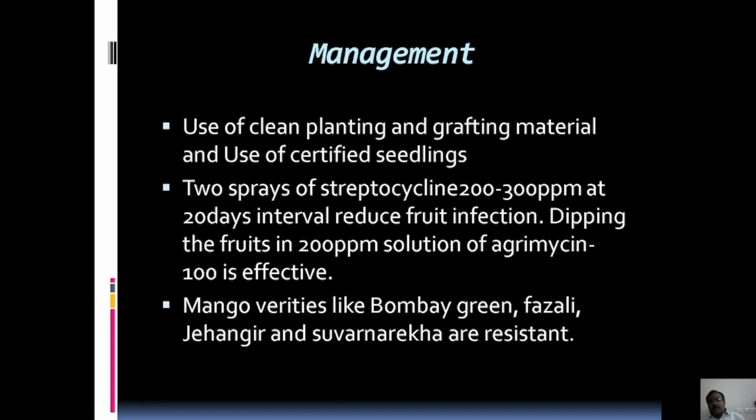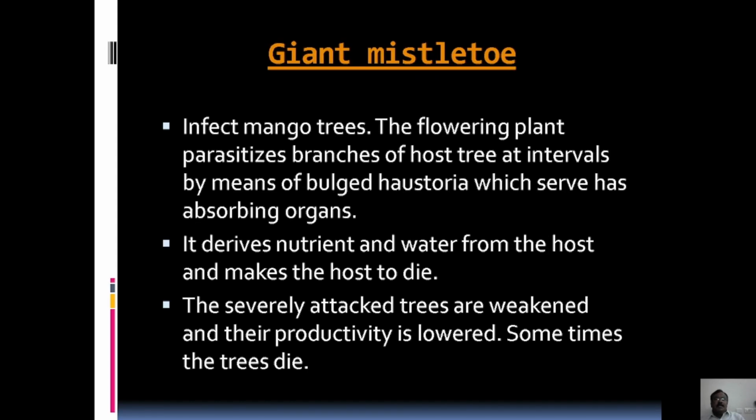Use clean planting material or grafting material and use certified seedlings to avoid the infection by this bacteria. Spraying with streptocycline 200 to 300 ppm at a 20 days interval reduces the bacterial infection, or dipping of the fruits after harvesting in 2200 ppm of agromycin 100 is also effective against the disease. The mango varieties like Bombay Green, Fazli, Jahangir and Swarna Rekha are resistant to this disease.